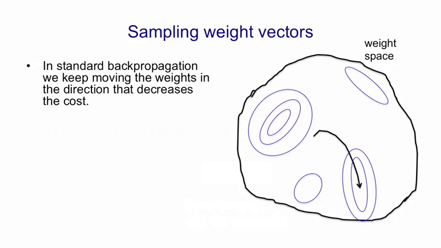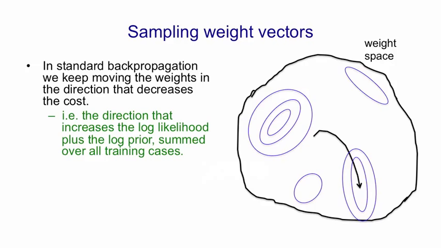So here's a picture of what happens in standard backpropagation. On the right I've drawn the weight space, which of course is very high dimensional and unbounded, and this is a very bad picture of it, but it's the best I can do. In this weight space I've drawn some contours, which are meant to be contours of equal values of our cost function. And the way backpropagation is normally used is we start with some small value of the weights, and then we follow the gradient. We move downhill in our cost function in the direction that increases the log likelihood plus the log prior summed over all training cases.